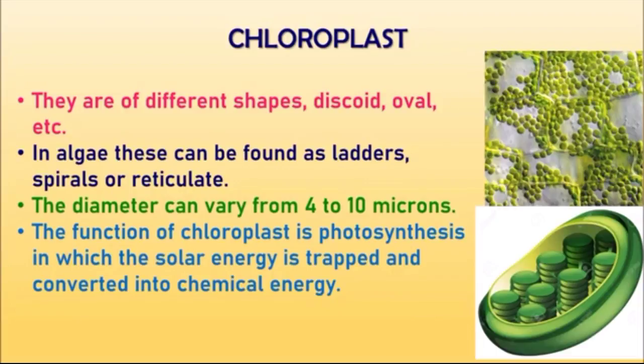With this chlorophyll, it can trap the solar energy and convert the solar energy into chemical energy. This process is known as photosynthesis, the process which provides the food for all the living organisms on this earth.